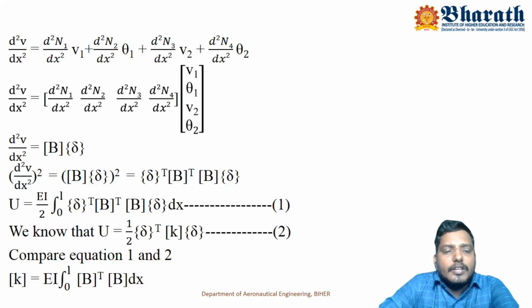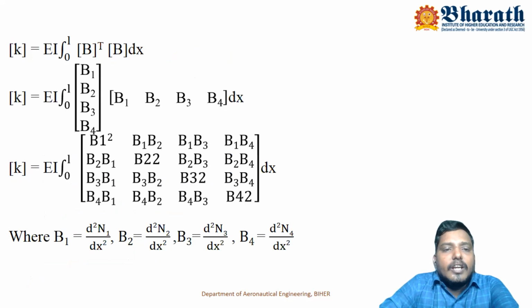Finally, we arrive at the strain energy equation U is equal to EI by 2 integral 0 to L of del transpose B transpose B del times dx. We know that strain energy equals 1 by 2 del transpose K into del. Comparing equation 1 and 2, we get the stiffness matrix K is equal to EI integral 0 to L of B transpose times B into dx. We know the B transpose and B matrix, so we substitute into the above equation. Then finally we get the stiffness matrix.